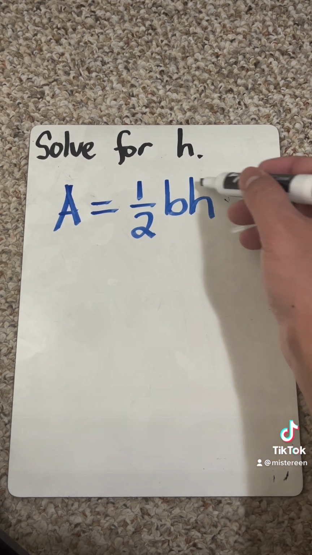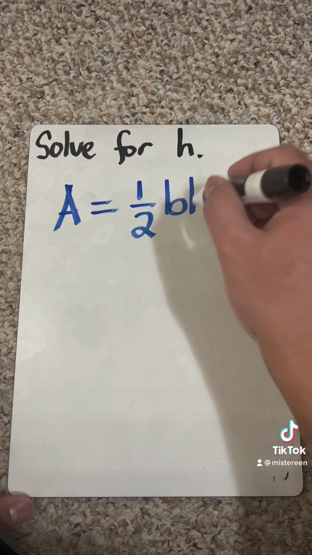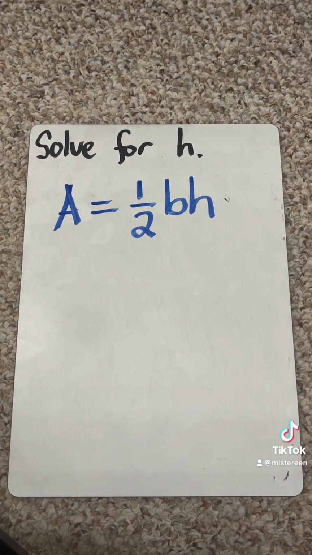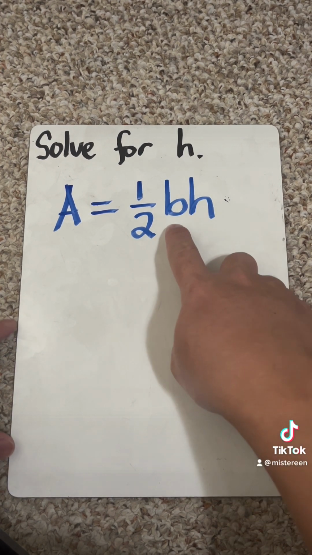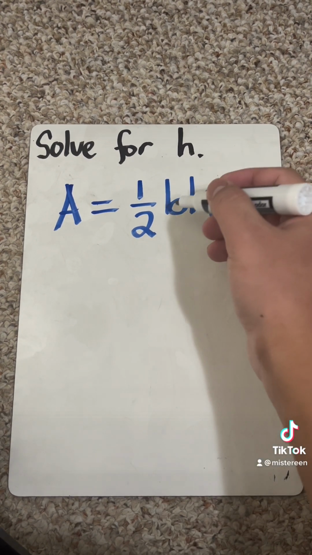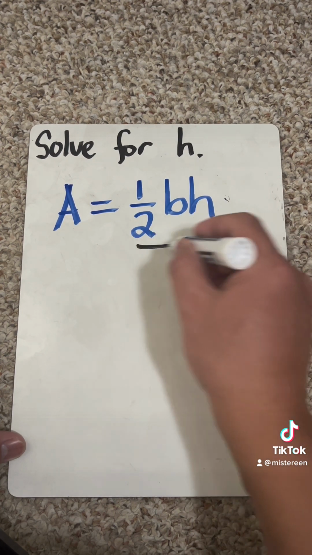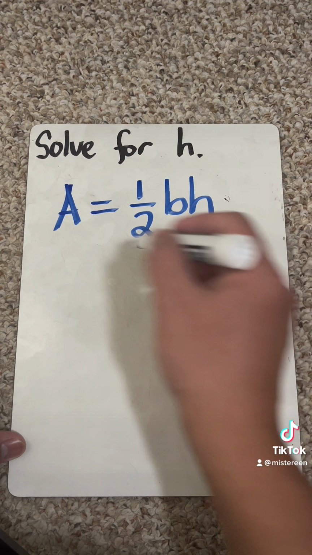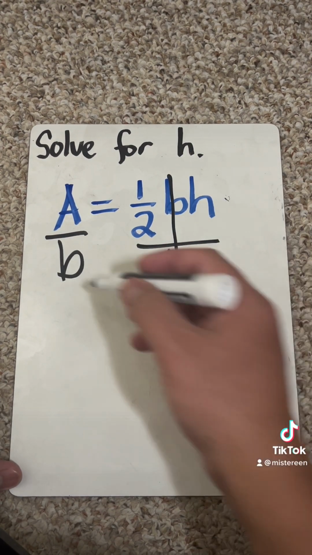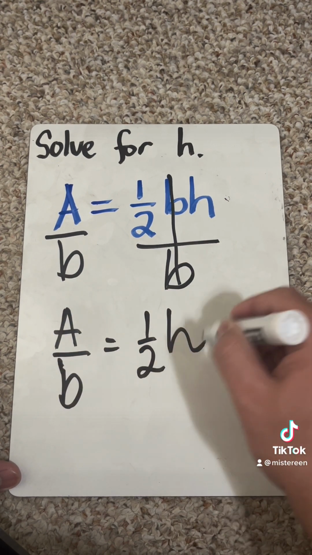Here, I see my h is on the right side, so I want my h to be alone here, and I want to remove 1/2 and b. Now, we just need to undo the operation. For example, b: this is 1/2 times b. So I can get rid of my b by dividing, because this is multiplication. The opposite of multiplication is division. So I can divide by b. If you do it on one side, you have to do it on the other side too, so that b will be removed. So you have A over b equals 1/2 h.